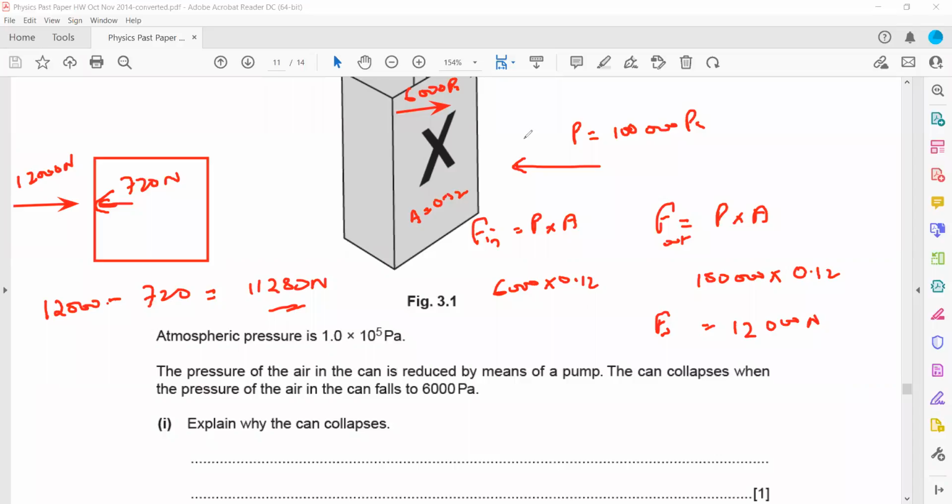Yes, clear. So whenever these types of questions are there, the object is there, so there are two pressures, one from inside, one from outside, and the difference in the pressure or the difference in the force is the resultant force or resultant pressure.